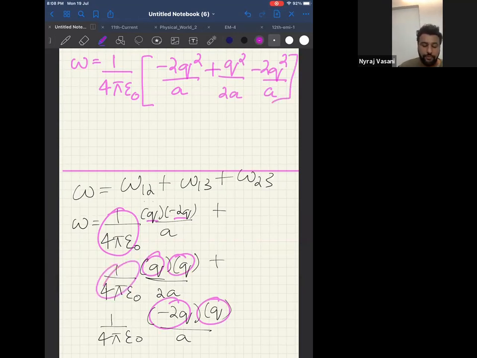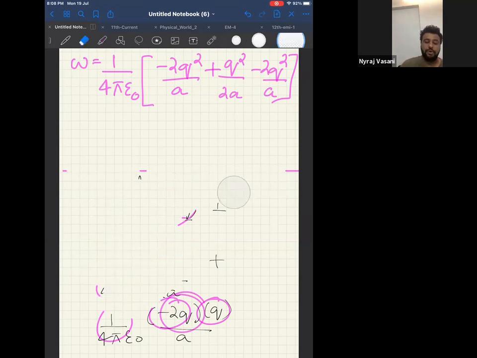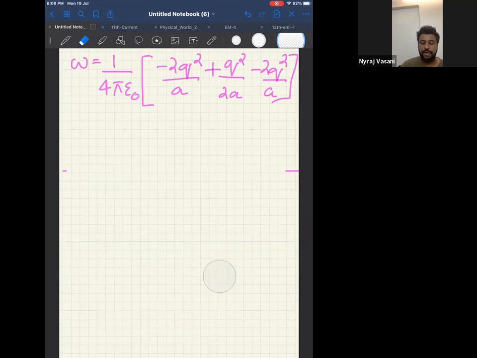So I've taken 1 by 4 pi epsilon naught outside. Inside I've got these three terms. Okay, continue all of you. Most of you have given me the right answer. Some people gave the wrong answer but have also started giving the right answer. Correct, Siddesh. Now W is equal to 1 by 4 pi epsilon naught as it is.